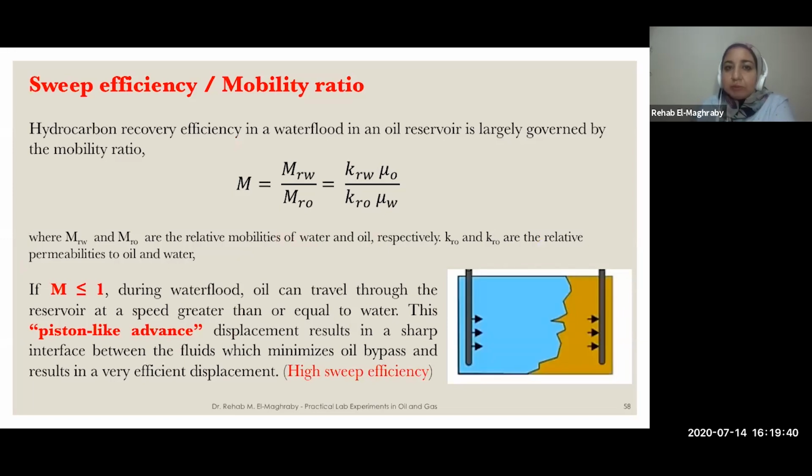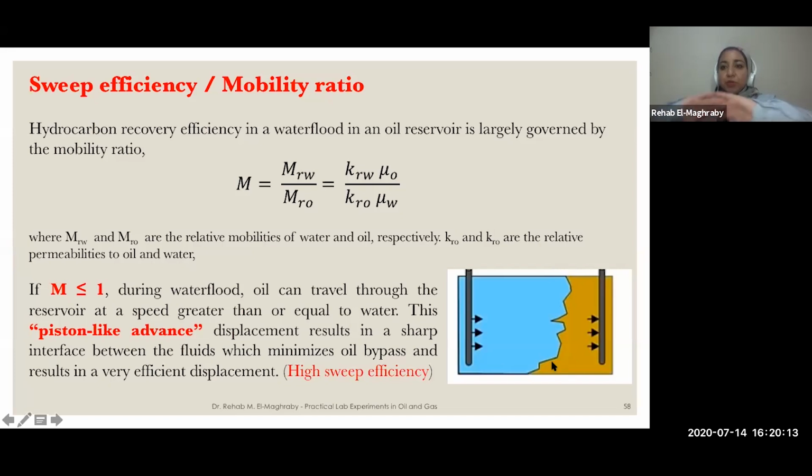The third concept here is the mobility ratio, or the sweep efficiency. The mobility ratio in general is the relative permeability of water times the viscosity of oil, divided by the relative permeability of oil times the viscosity of water. If this mobility ratio is smaller than or equal to 1, the water will travel as a piston-like advance.